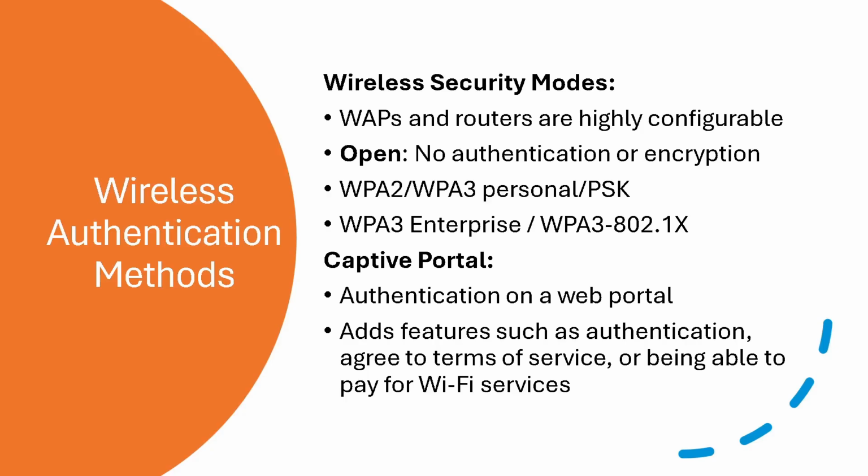Wireless authentication methods. Wireless security modes, wireless authentication protocols, and routers are highly configurable. It can be open, which means there is no authentication or encryption. It can have WPA2, WPA3 Personal or PSK, allowing for both encryption and authentication. We can also have WPA3 Enterprise or WPA3 802.1X, which is the industry standard and provides high security.